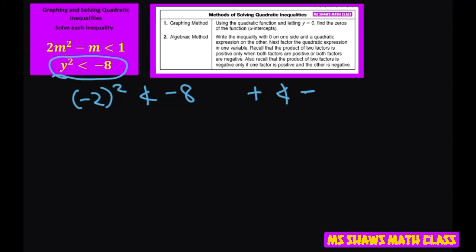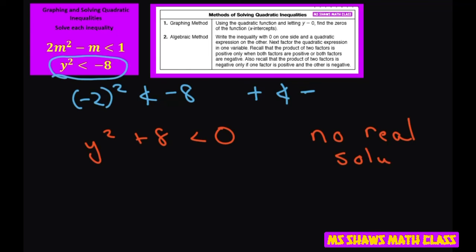Another way to think of this is you could write this as y squared plus 8 is less than 0. And what happens here is you get complex solutions. So there's no real solutions. So you can say there's no real solutions. You can say it's the empty set. Some people call it the null set. But there's nothing that satisfies this equation or inequality.